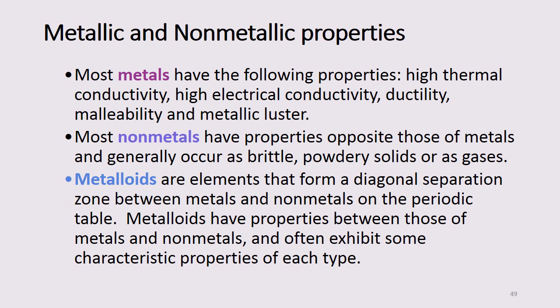Now, metalloids are elements that are sort of halfway between. They have some metal properties and some nonmetal properties. They exhibit some characteristics of both.